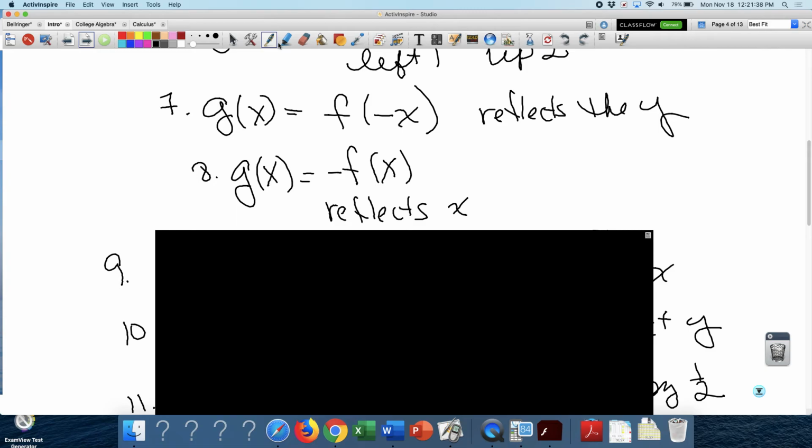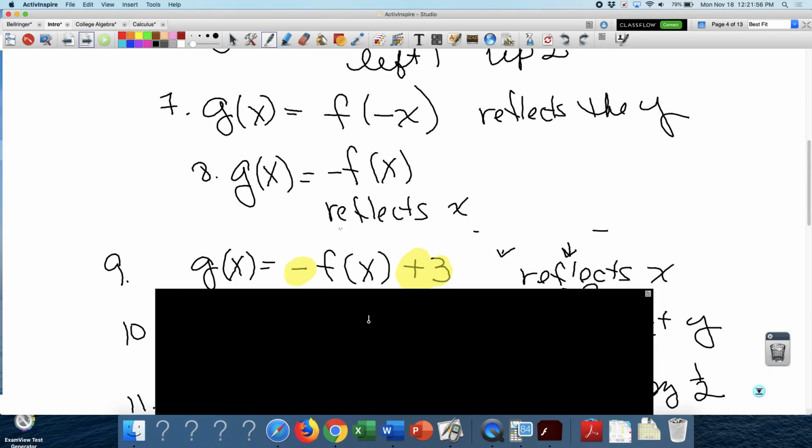But the negative, look, the only thing different from here to plain old f of x is that negative. So that means it's me, but flipped upside down. Everything else stays the same. I'm just flipped upside down. Okay? So it reflects the x. Now, let's look at this one.